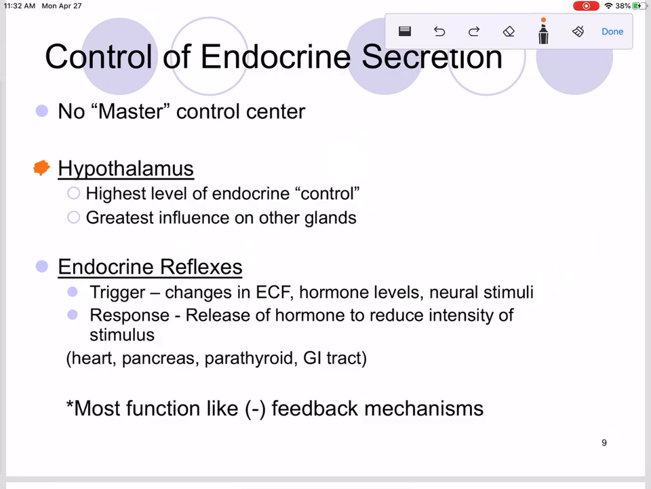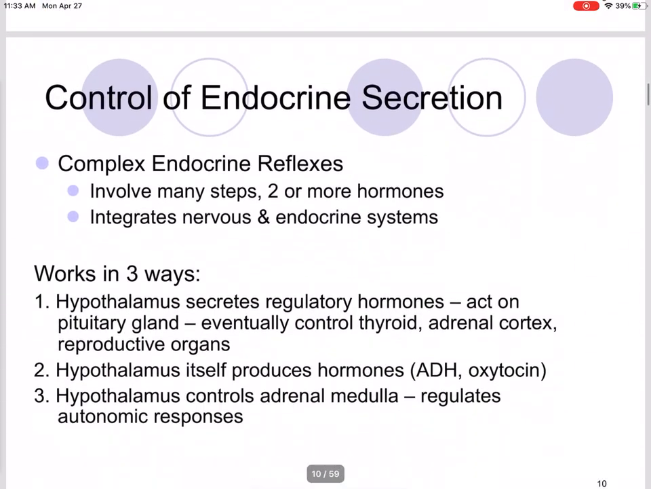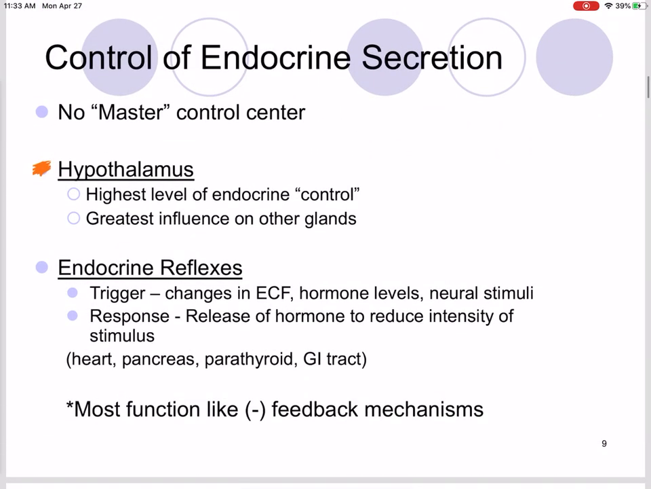What we're going to find out is the hypothalamus oversees the pituitary glands. And the pituitary glands, the anterior and posterior, secrete the most hormones out of any glands. So just by nature of that, the hypothalamus tends to influence the most glands. So in some way, we can say that it has some level of endocrine control. But it is not a master control center that oversees everything. So it has the most influence over glands, the hypothalamus does, but it is not a master control center like the brain is for the nervous system.